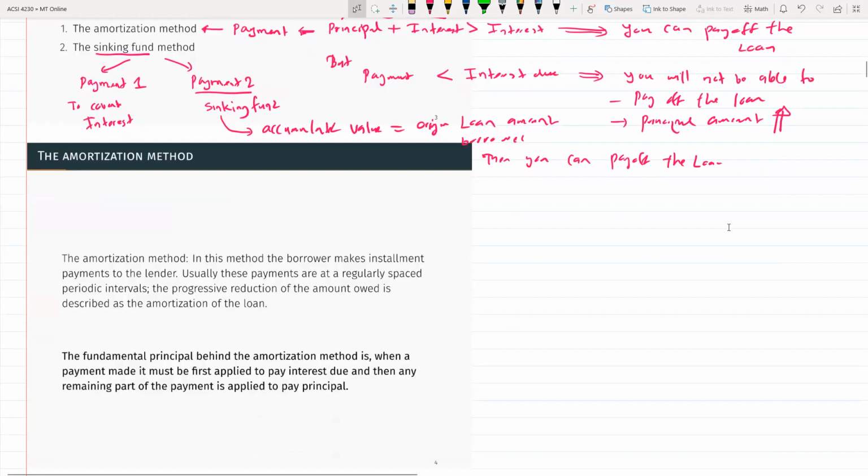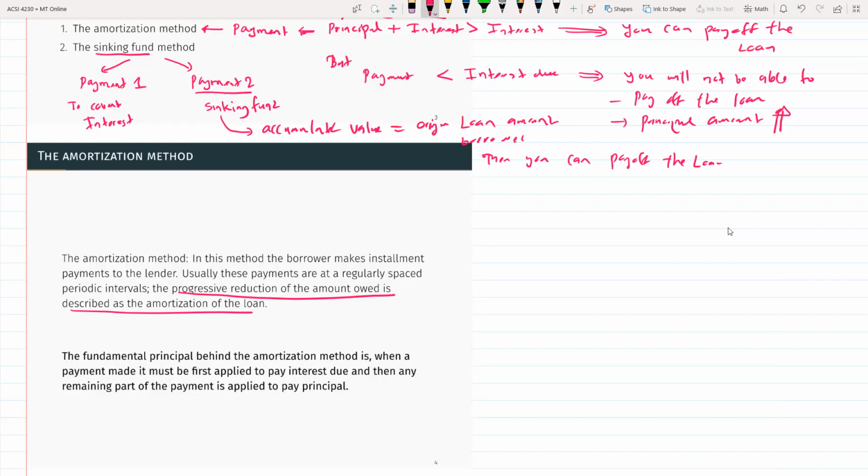So in the amortization method, the borrower makes installment payments to the lender. Usually these payments are at regularly spaced periodic intervals, like mortgage payments. Every month you will make a payment. The progressive reduction of the amount owed is called the amortization of the loan. This only happens if you pay more than the interest due.